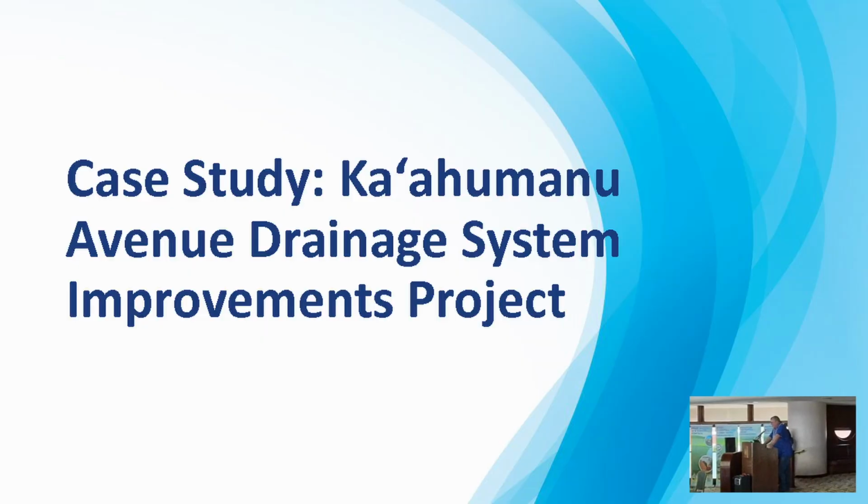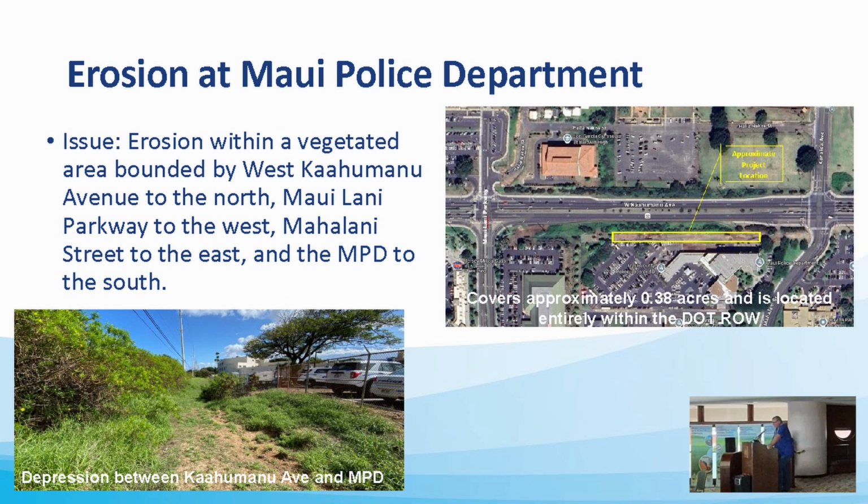Our case study today is the Kaʻahumanu Avenue Drainage System Improvements Project. This project is addressing erosion issues at Maui Police Department. The unpaved area you're looking at is entirely within the DOT right-of-way between Kaʻahumanu Avenue and the Wailuku NPD across from Fort Memorial. This is a depressed area that collects surface runoff from West Kaʻahumanu Avenue before entering the existing MS4 system. The stormwater is then conveyed under West Kaʻahumanu Avenue and discharged into Kaʻahumanu Park via a 78-inch storm drain.